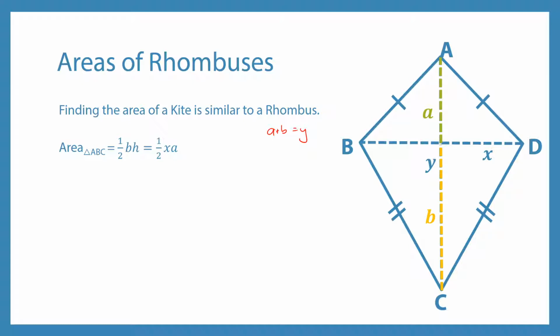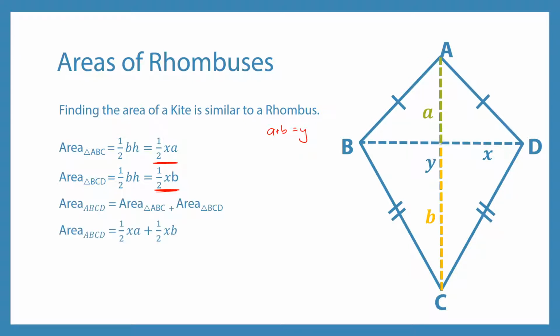If we substitute in our values, we're going to get half AX. We need to find triangle BCD. Substitute those in, we're going to get half XB. And now we just need to add these two together. So we add the two triangles, and we're going to get this. Now we can use our algebraic knowledge, and we can factorise to get a half X times A plus B.